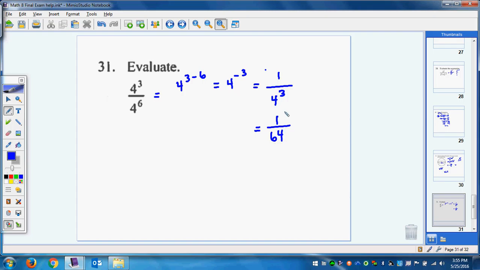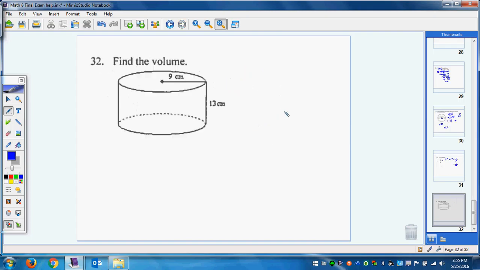All right, last one. Find the volume. You've got a cylinder. Cylinder, again, is just volume equals base times height. Now, remember, if it was a cone, that would be volume is equal to 1/3 base times height, because it took 3 cones to make 1 cylinder. But for this one, a little bit easier.